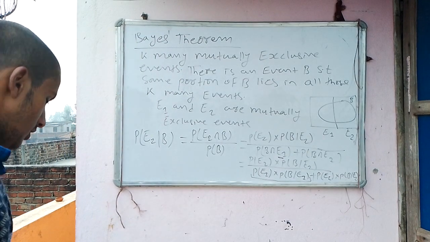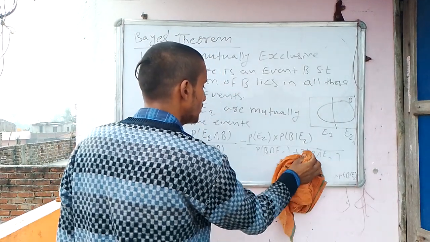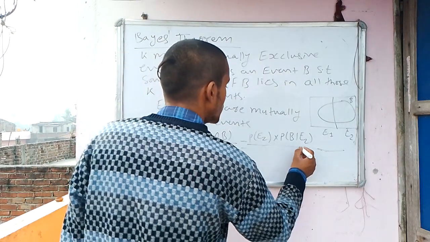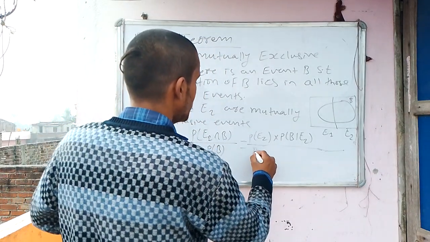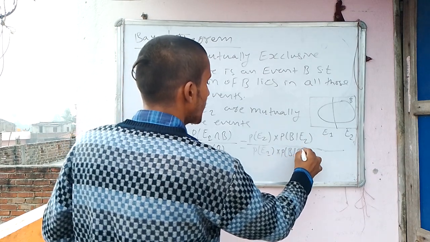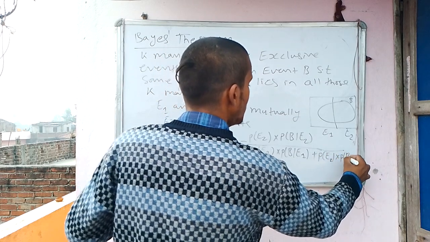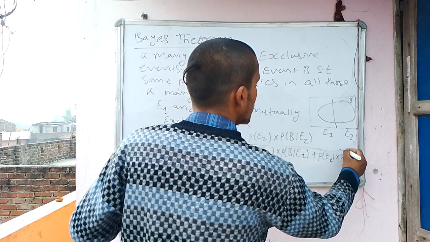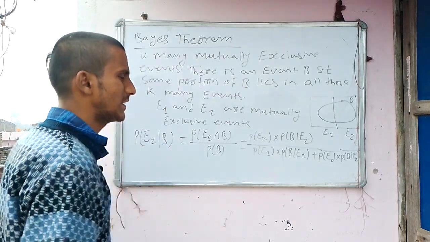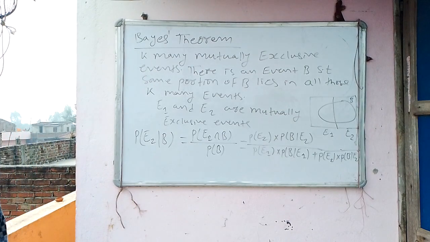Okay, so this is what Bayes theorem is. And if you don't want to complicate this too much or write in too much space, you can directly use the total probability rule: probability of B is probability of E1 times probability of B given E1 plus probability of E2 times probability of B given E2. This is the total probability rule for two mutually exclusive events, with B being in both E1 and E2. The general formula, we know what it is.